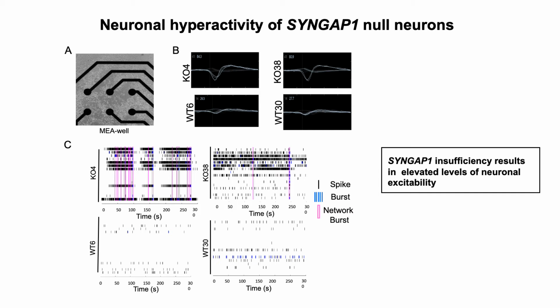And if we compare the raster plots for the knockout cultures to the controls, they clearly show that the spiking was significantly higher in the knockout cultures, with even the network bursting shown here in pink.